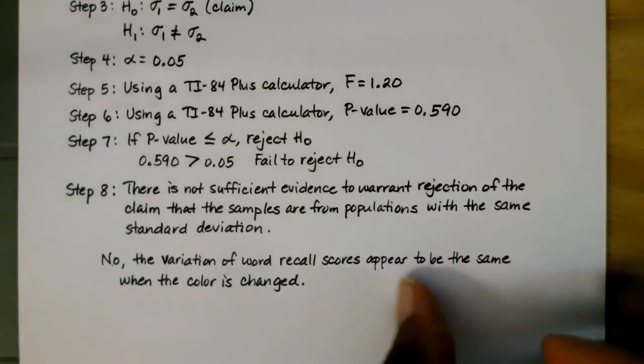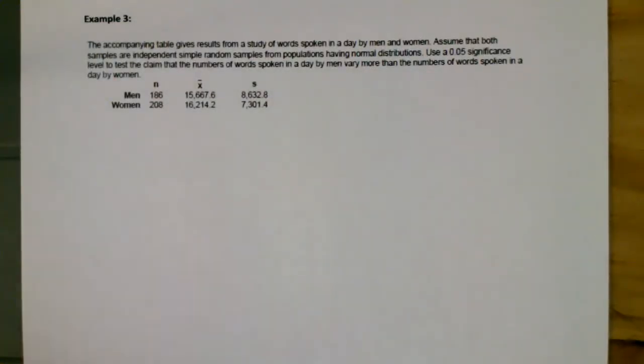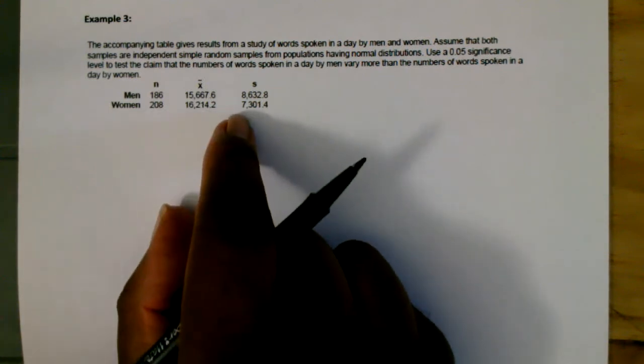Okay, here's the last example in this video. Say this: the accompanying table gives results from a study of words spoken in a day by men and women. Assume that both samples are independent, simple random samples from populations having normal distributions. Use a 0.05 significance level to test the claim that the numbers of words spoken in a day by men vary more than the numbers of words spoken in a day by women. And here's the summary statistics here.